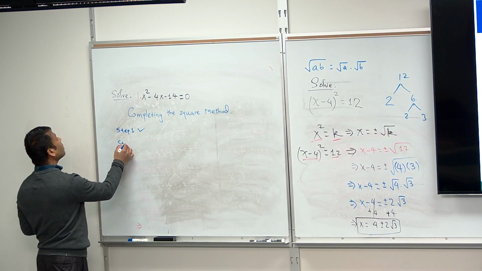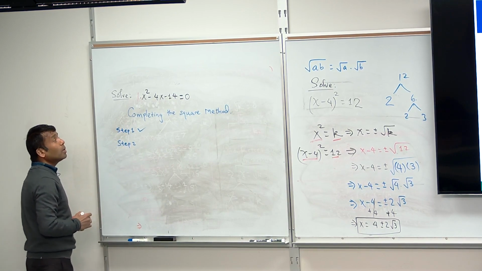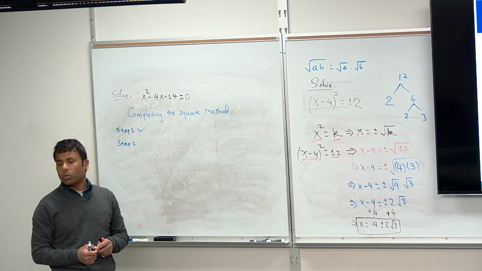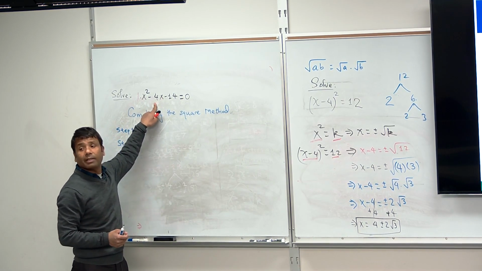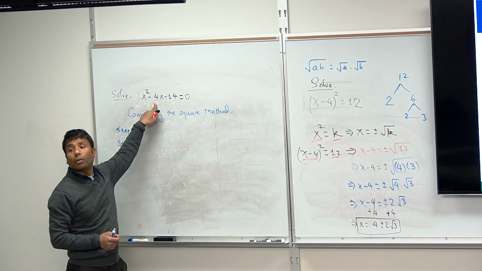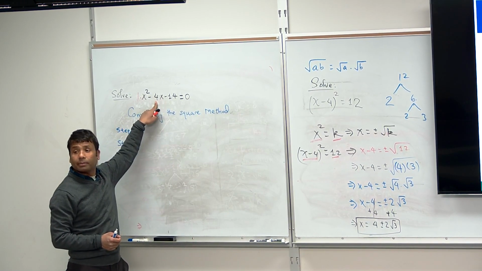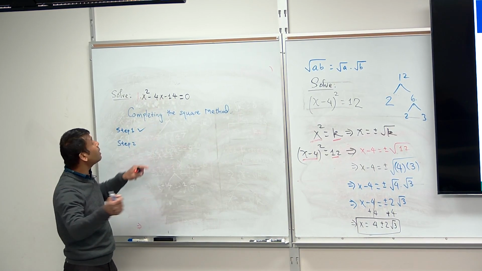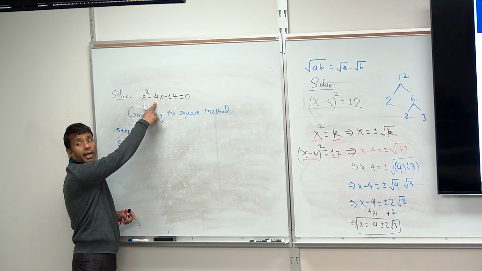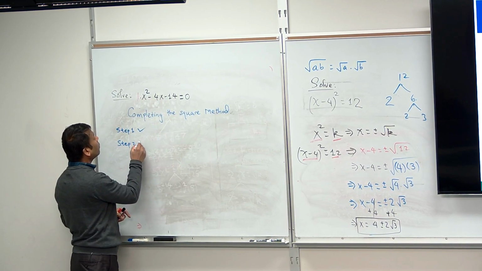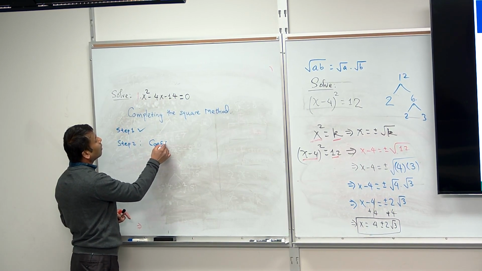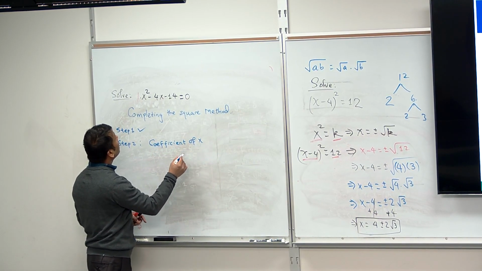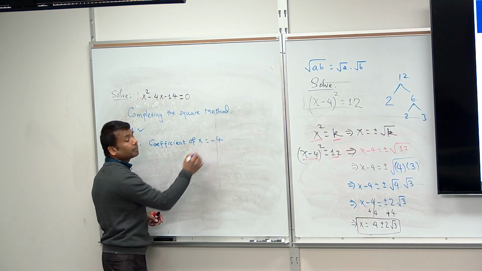So in step 2, what you do is, hey, figure out the coefficient of x. So what is the coefficient of x here? What is the number which multiplies x here? -4, right? So you figure out the coefficient of x, which is -4. Is that right?